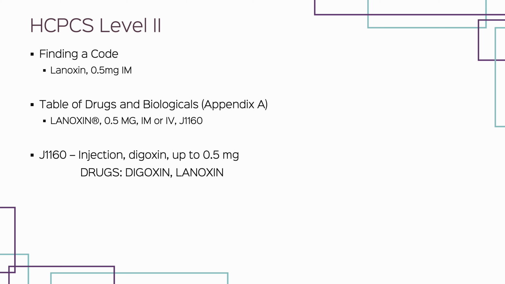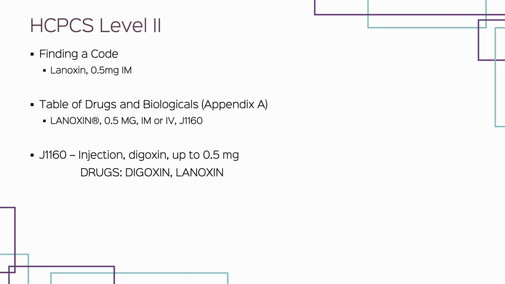Once you have found the table of drugs and biologicals, you should then look for Lanoxin in the first column of the table. As you move across the row, the unit per column will show 0.5 milligrams, and the route column will indicate that this medication is given either intramuscularly or intravascularly. The final column will provide the corresponding HCPCS code, which in this case is J1160.